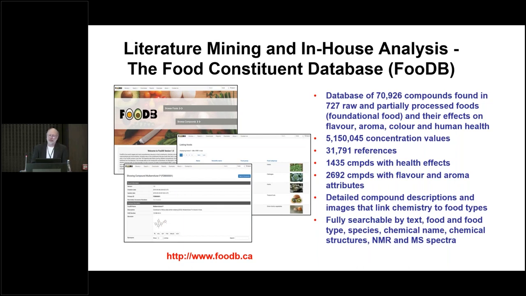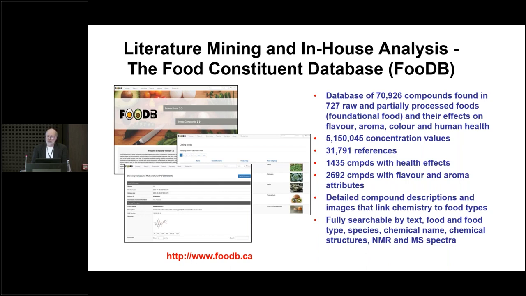Currently, it's a database of about 71,000 compounds from 720 foundation foods. So these are largely the raw foods, the fruits and vegetables, meats, fish, livestock meat. And what we decided to do is put our money where our mouth was, and try to collect information on flavor, aroma, color, and human health effects for all these compounds. So there's about 5 million concentration values, covering 31,000 different text references.